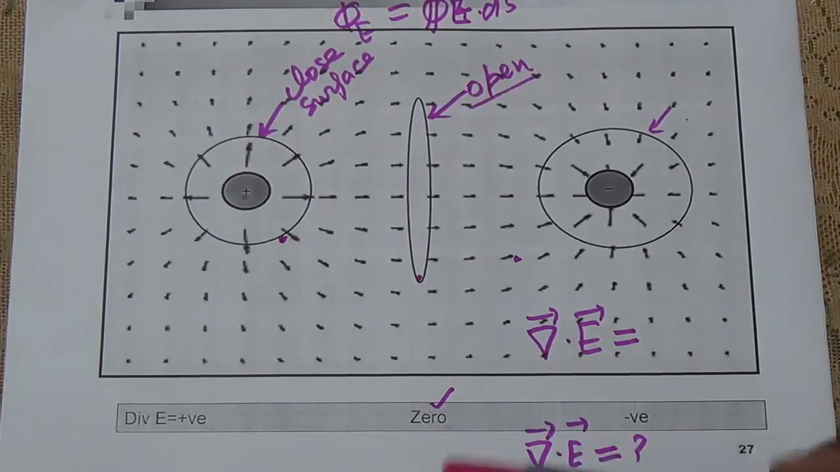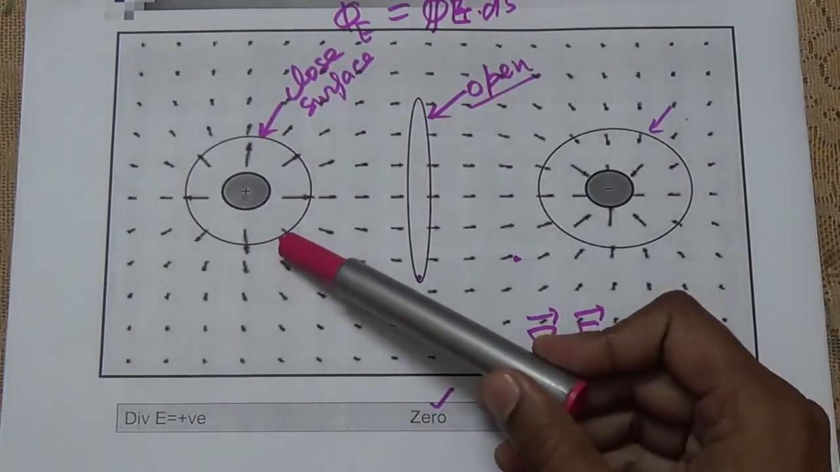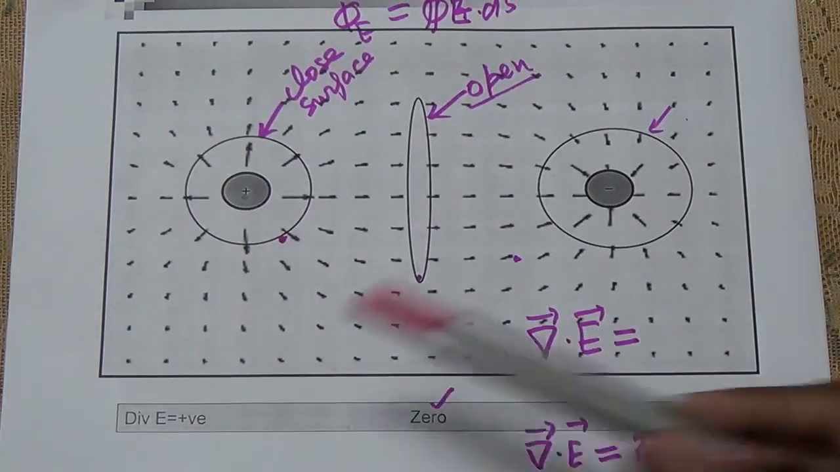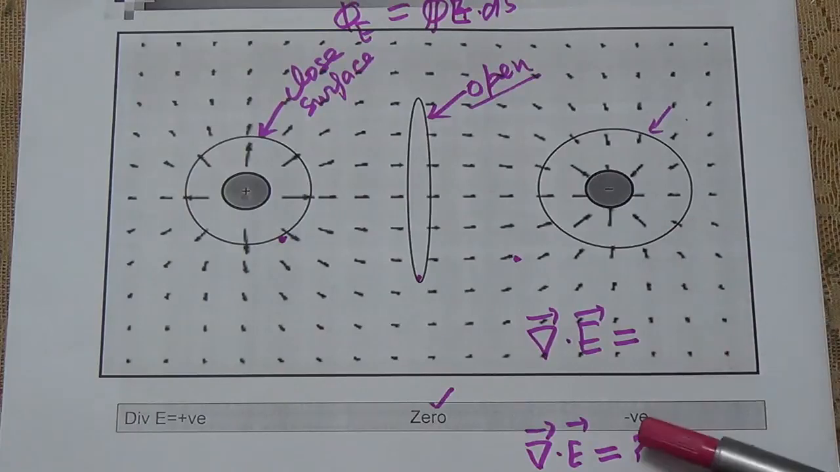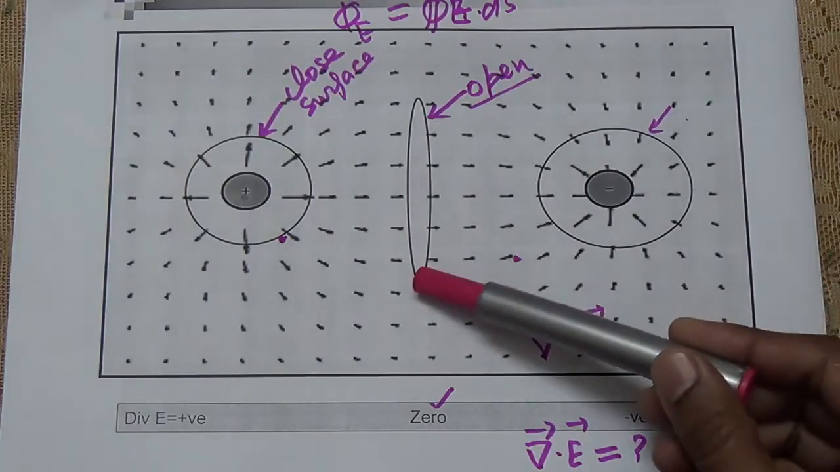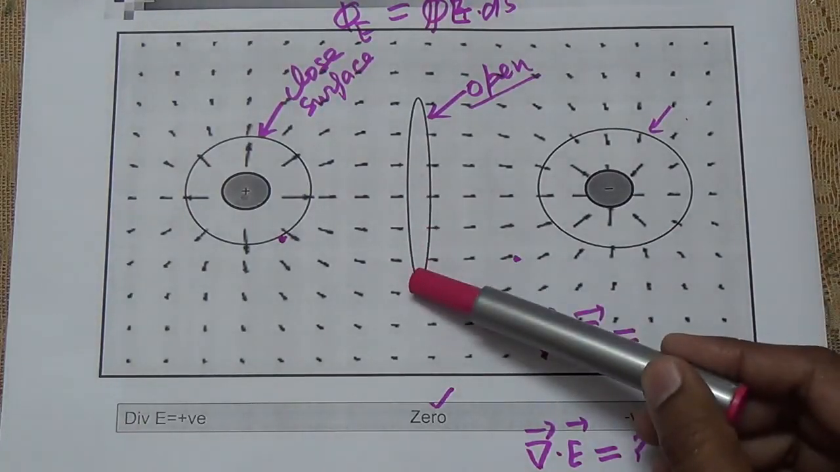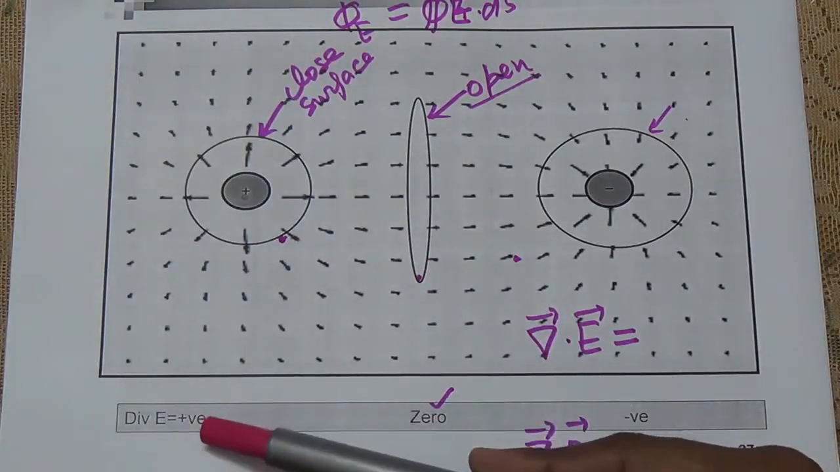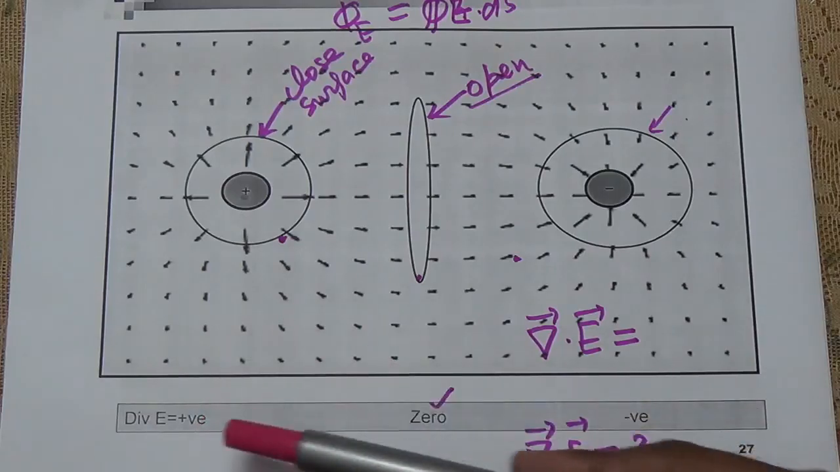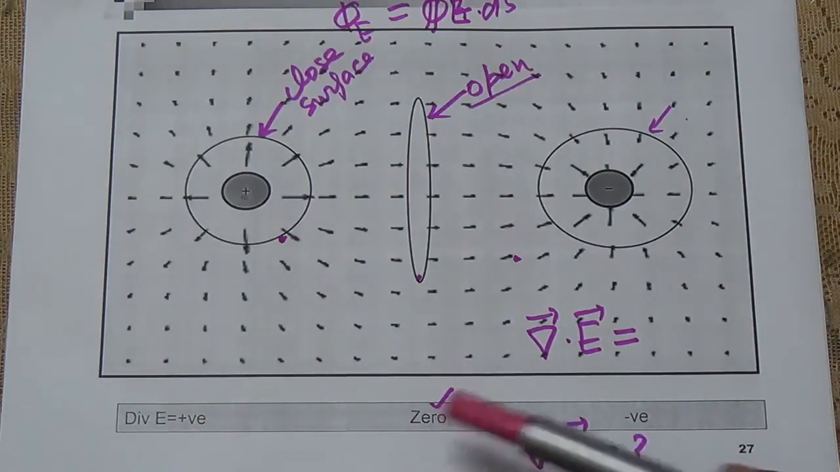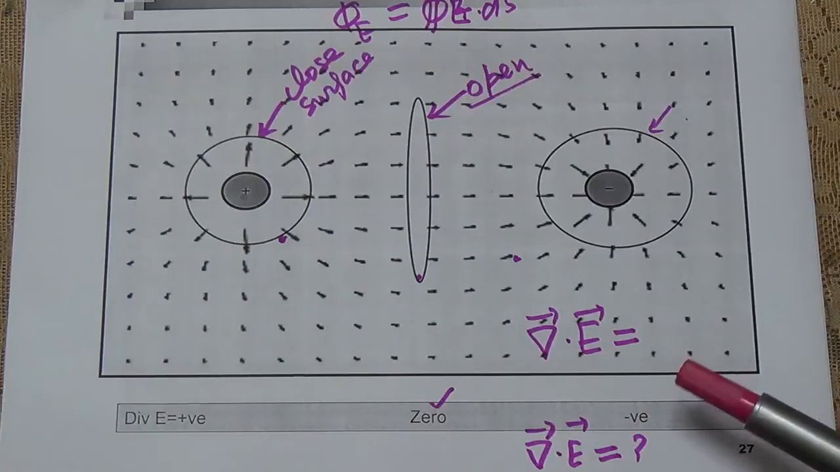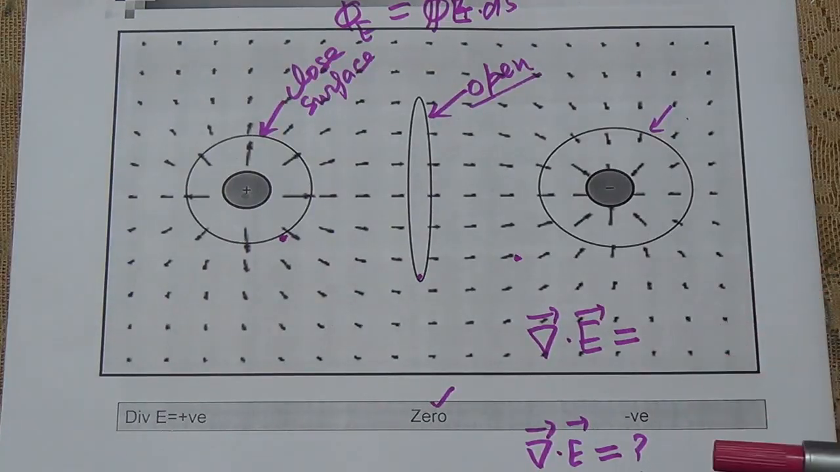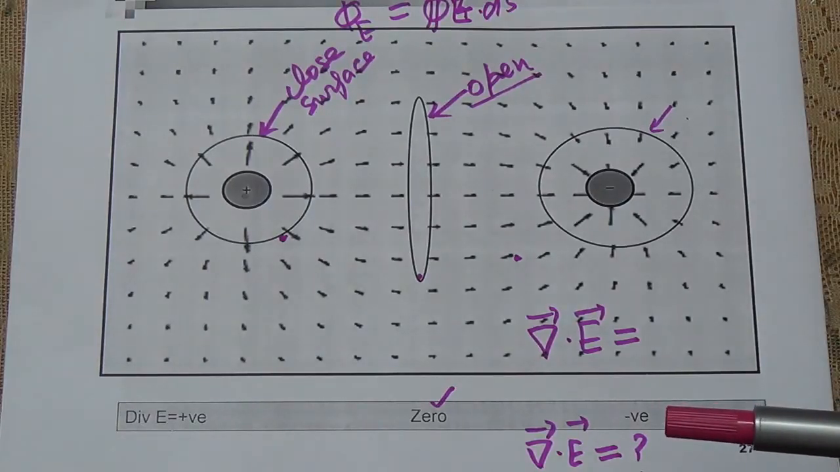In case I measure the divergence here, the result will be positive. If I take the divergence here, the divergence will be negative. If I take the divergence of electric field here, the divergence will be 0. So now this mathematical result, positive, 0, or negative, what can we interpret from these mathematical results?